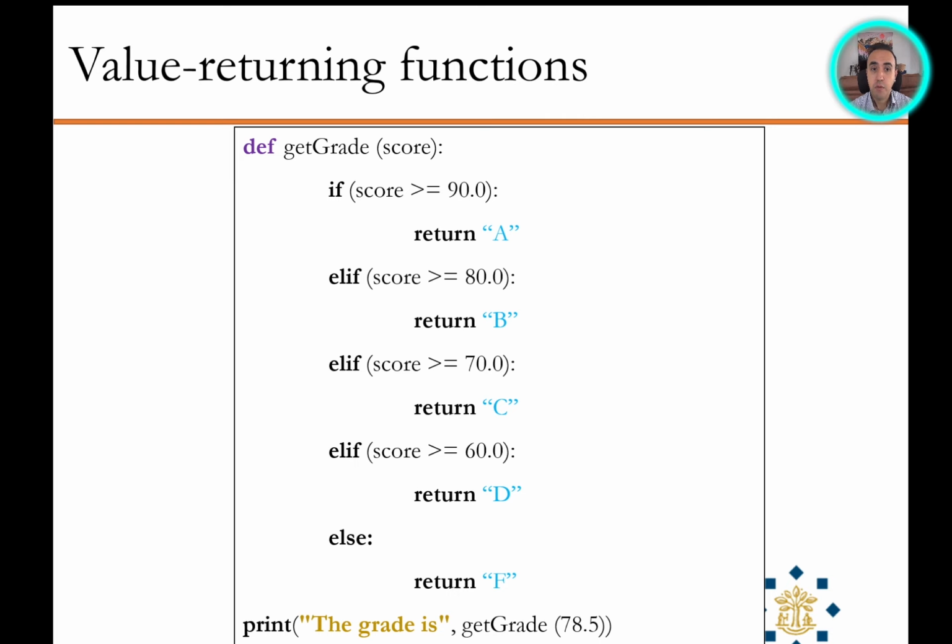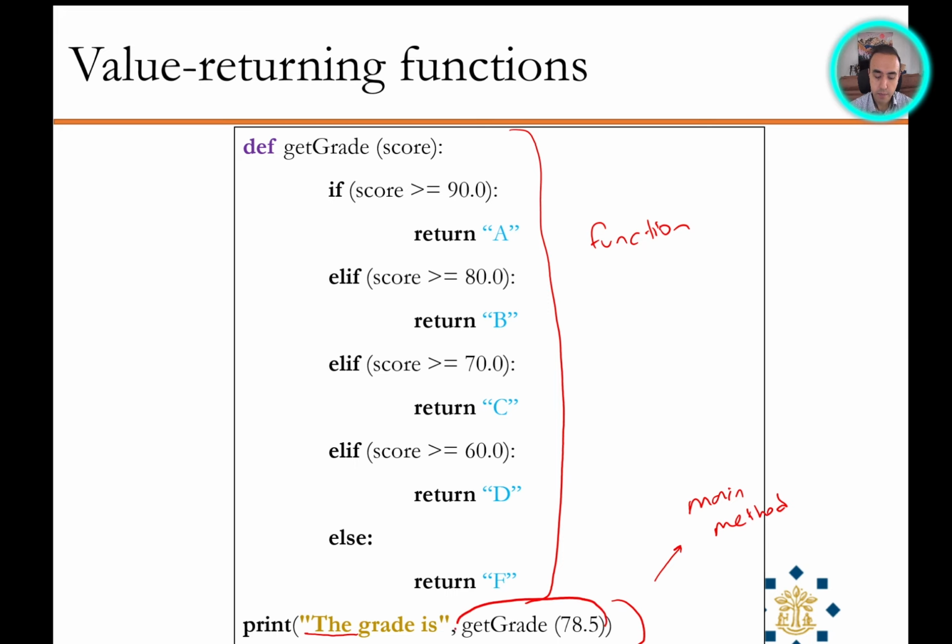On the other hand, a function that doesn't return a value is called a void function. So this is an example of a value returning function. We have this function definition in here. So this is the function, and this part is what I like to call the main method, or the main function, or the main statements. We have a print statement in the main method. We defined our function, but we didn't invoke it just yet. So here in the print method, we have the grade is and get grade. So this is when we invoke the function.